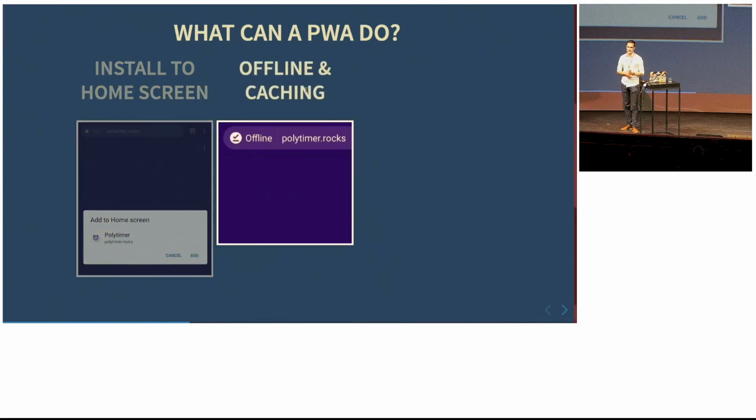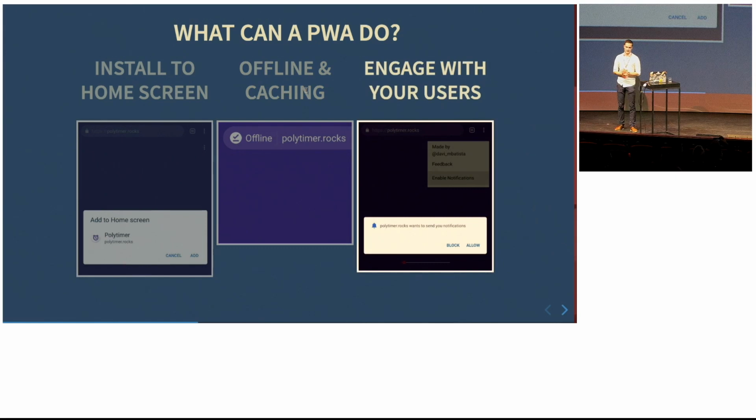Also offline and caching. Once you go offline or at a conference with spotty Wi-Fi, you still want to use your PWAs as a user. So you can do a lot of caching and keeping things offline, so even when you're offline, you can run your app. And PWAs also allow you to engage with your users. So this is the example of push notifications, where you can actually send push notifications, again, like a native app, whenever you want. Again, you do have to be responsible for that.